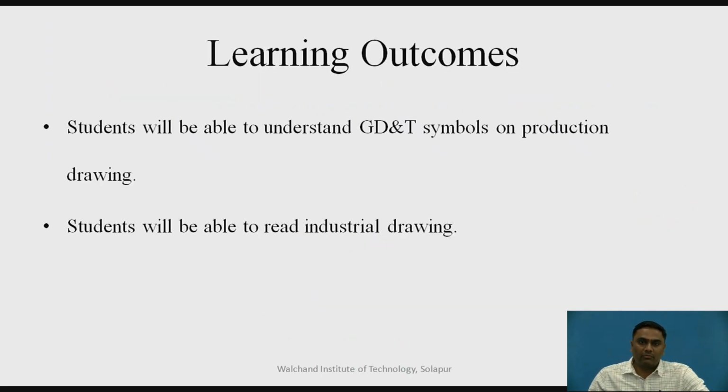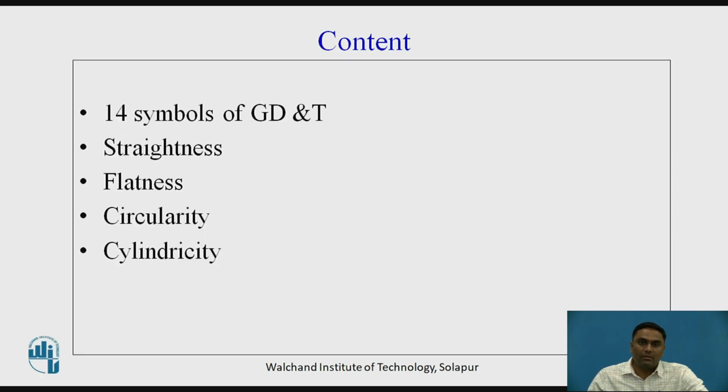Today, we are going to discuss the GD&T topic. In this topic, the learning outcome is that the student will be able to understand GD&T symbols on a production drawing and will be able to read industrial drawings. The content to be covered today is the 14 symbols of GD&T and some tolerances or symbols. We are going to discuss straightness, flatness, circularity and cylindricity.